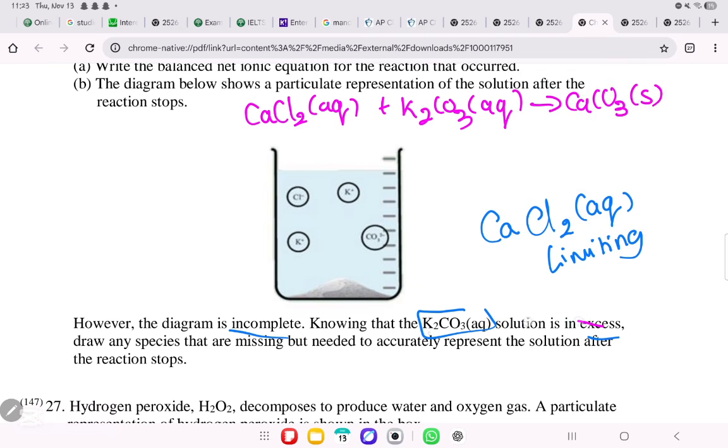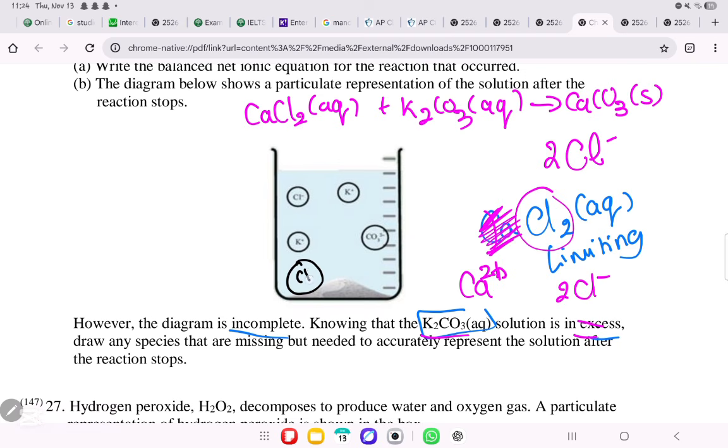Now we know that K2CO3 is in excess. That means we're going to have CO3 2- in excess, and the Ca2+ is the limiting. That means it will be fully consumed. We're not going to see it anywhere, right? However, what we will have left is 2Cl-, right? Because if you do the Ca2+ and then you do the balance, it will be 2Cl-. And in the diagram, we only have one Cl-. So what we need to add is one more Cl-. Or basically, you double the number of moles of Cl-. So if I have one circle, I will double it. So then I will have how much? I will have 2 circles now.